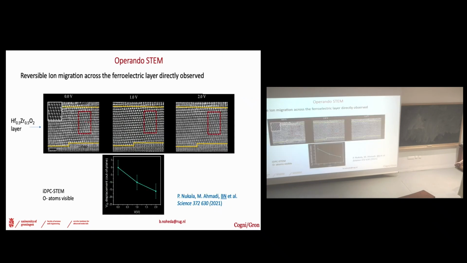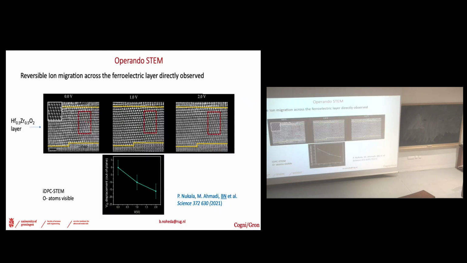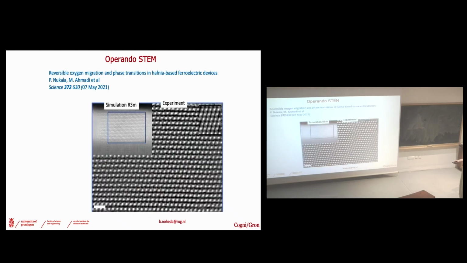And indeed, because we are using this technique, integrated differential phase contrast STEM, you are actually able to detect also oxygens, which is very important for Hafnia because the polarization of Hafnia actually has to do with the shift of the oxygen ions rather than the cations. So we actually could look into the layer of Hafnia and see that the oxygen is migrating from the bottom electrode to the top electrode and back when you apply the reverse voltage. So it is clear that what we are seeing is actually oxygen moving across the Hafnia layer between the electrodes.